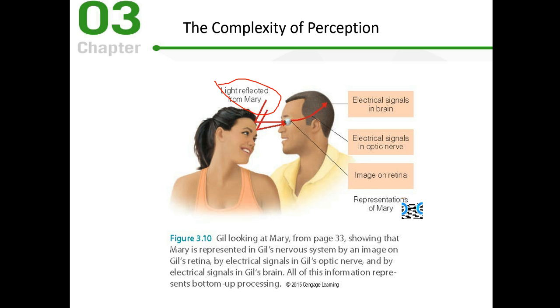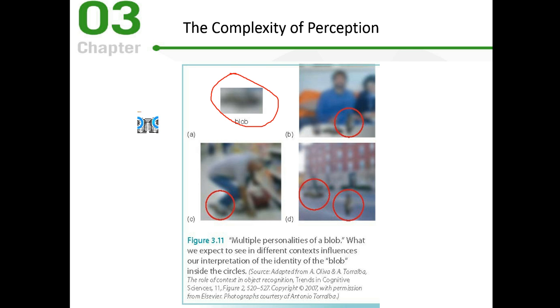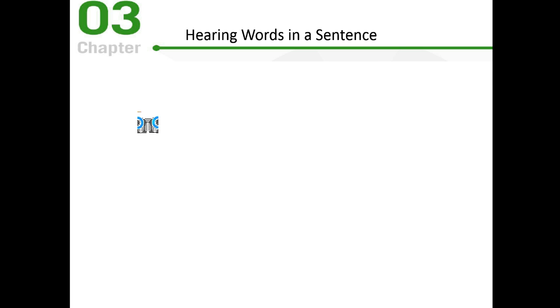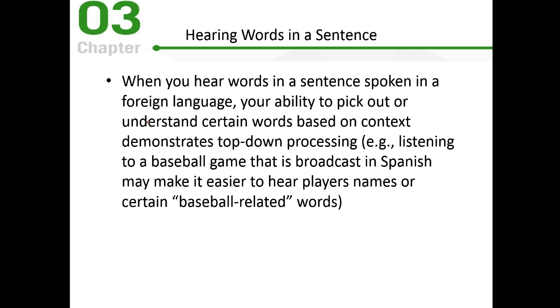And again, just going back, bottom up is that we just see this image. We don't process it, we don't interpret it, boom, we just see it. In top down processing, we start to assign meaning to it. So let's take a look at two examples, one of which is how these processing differences work in hearing words in a sentence and then in experiencing pain.